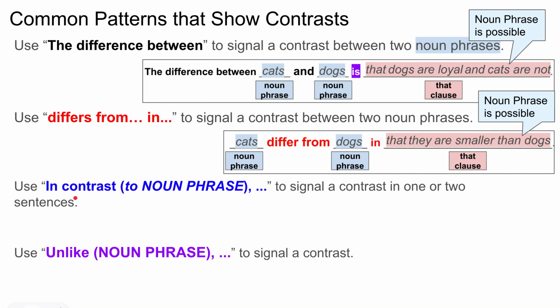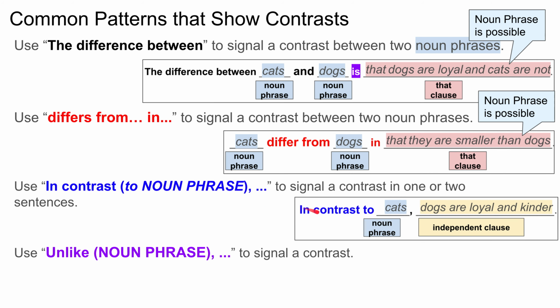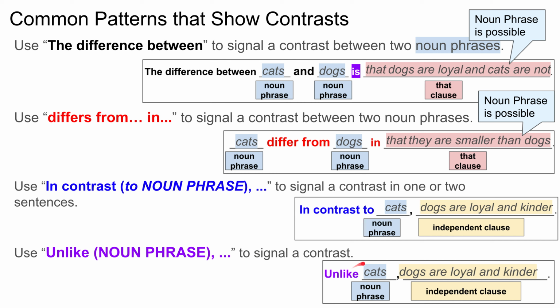We can use in contrast to noun phrase to signal a contrast in one or two sentences. Here I'm just going to show you one sentence. So, in contrast to cats, dogs are loyal and kinder. And we can use unlike noun phrase to signal a contrast in only one sentence. So, unlike cats, dogs are loyal and kinder.